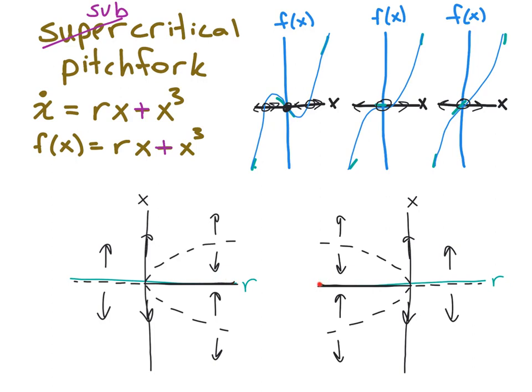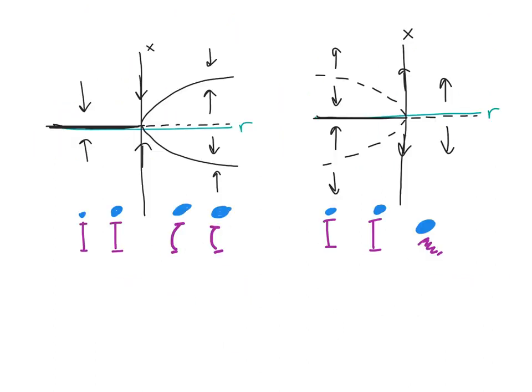Just as for the supercritical bifurcation, the subcritical pitchfork can open in either direction. So stable to unstable or unstable to stable. The thing that makes it subcritical is that the extra states are born unstable.